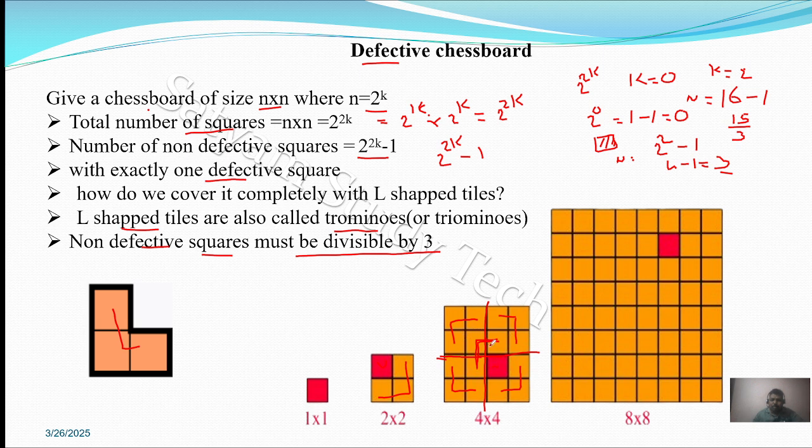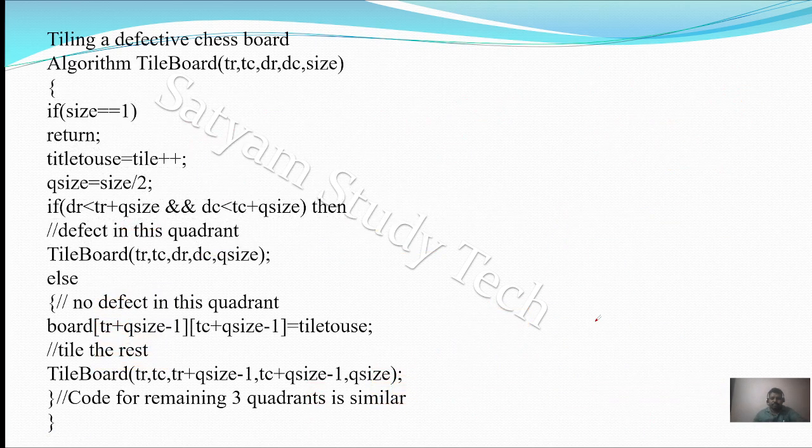So the problem is a big problem, then it is divided into subparts, subproblems. Then every subproblem you can solve. So here you can see 8 by 8. Here also you can divide it into a number of subparts, then you can solve it one by one.